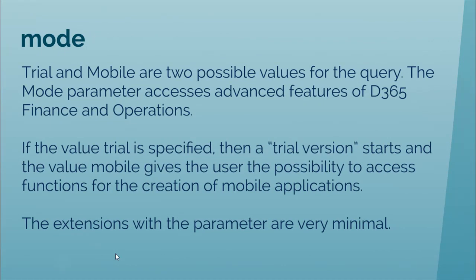Next in the list is the mode parameter, which allows Dynamics 365 for finance and operations to be run in trial or mobile mode. If the value trial is specified, then a trial version starts, and the value mobile gives the user the possibility to access functions for the creation of mobile applications.